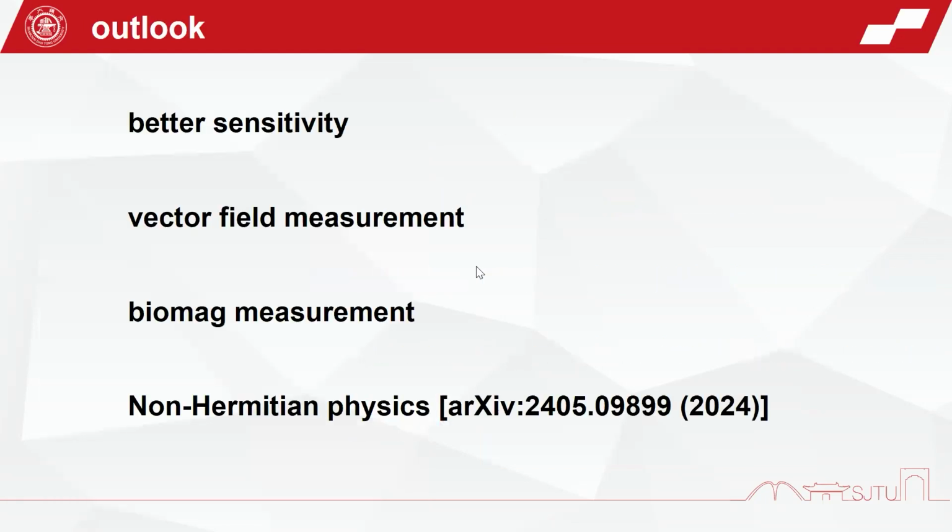Let's conclude with an outlook. We are trying to get better sensitivity and to measure the vector field, and we will try biomagnetic measurements. We also found that the non-resistive effect is related to non-Hermitian physics, and we also did some research on this. Okay, thanks for your attention.